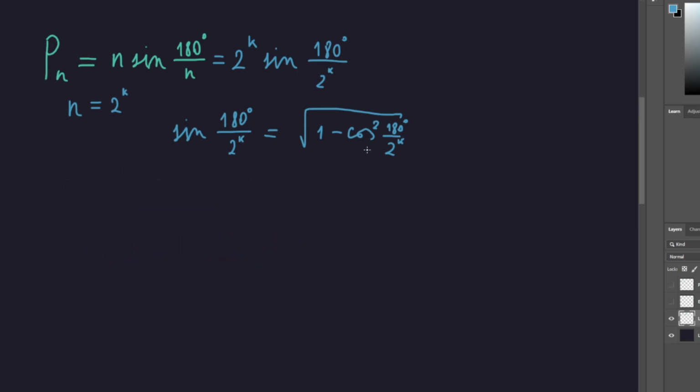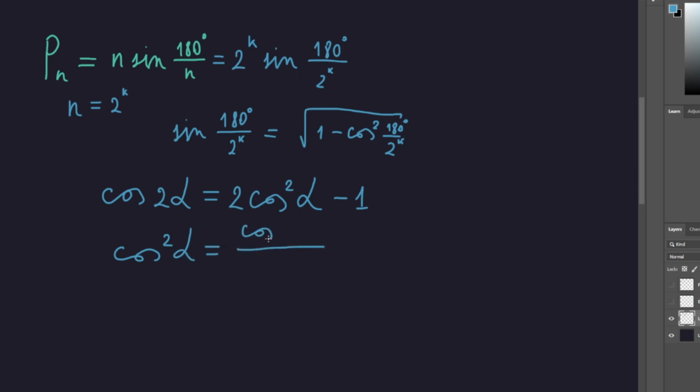Okay, but how do we find cosine squared of 180 degrees divided by 2 to the power of k? That's a good question, and we are going to go about it this way. Cosine of 2 alpha is the same thing as 2 cosine squared alpha minus 1. If we modify this equation, we will get that cosine squared alpha is the same thing as cosine 2 alpha plus 1 divided by 2.